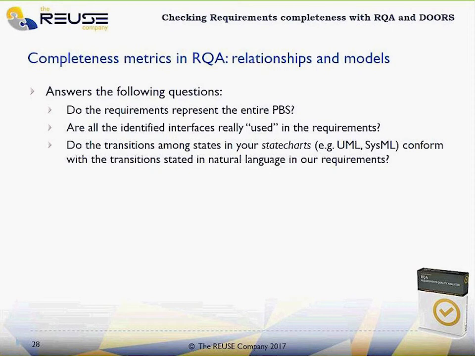If we identify requirements that somehow need some sort of interface, we can check whether this interface is properly set up in an XML model, for instance. Similarly for the transitions among states in our state charts: if you use UML or XML state charts, we can check whether the requirements in our specifications conform with the transitions stated in the models, and the other way around, right? All of this can be checked thanks to metrics in the completeness area of Requirements Quality Analyzer.